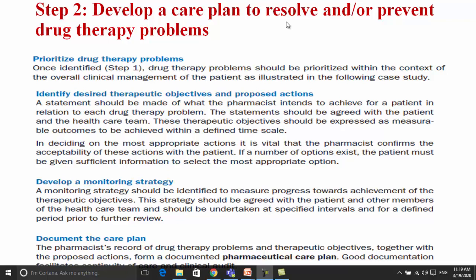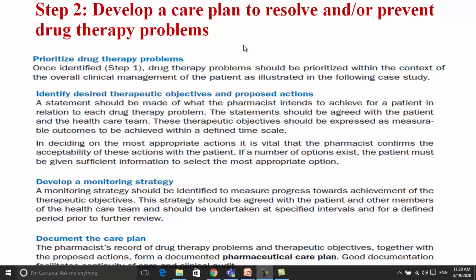A monitoring strategy is important and should be identified to measure progress toward achievement of the therapeutic goals, the therapeutic objectives, the therapeutic aims of the pharmaceutical care. This strategy should be agreed with the patient and other members of the healthcare team. The agreement is important. We stressed the agreement issue in the previous lecture when we talked about education, counseling, adherence and concordance respectively.